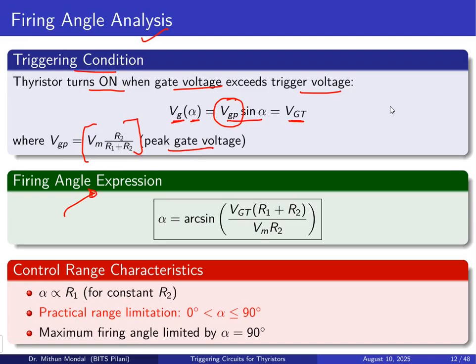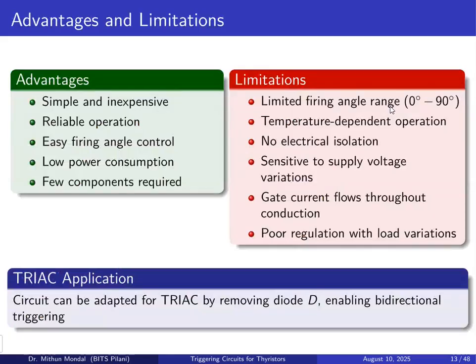Firing angle expression we can get as alpha is sine inverse of the expression which we get: Vgt (R1 plus R2) divided by Vm R2. Control range characteristic: alpha is proportional to the resistor R1 for a constant R2, and the practical range limitation is alpha lying between 0 to 90 degrees. So the firing angle maximum is limited when alpha is equal to 90 degrees.